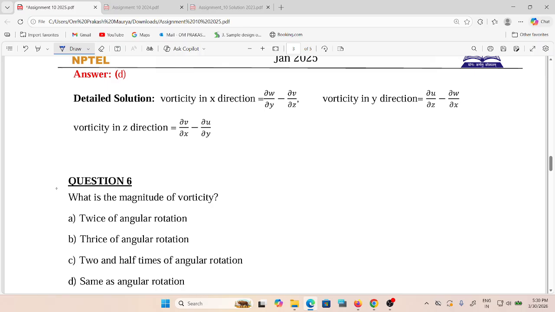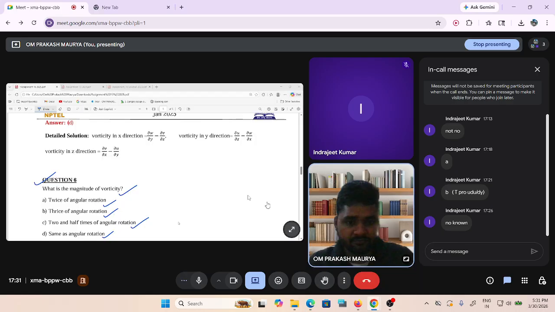Okay, so now let us move on to question number 6. What is the magnitude of vorticity? Twice of angular rotation, thrice of angular rotation, 2.5 times of angular rotation, same as angular rotation. So here you need to calculate the magnitude of vorticity. Question number 6.